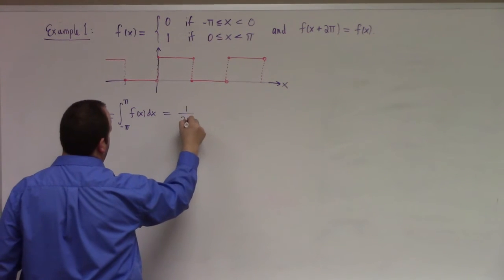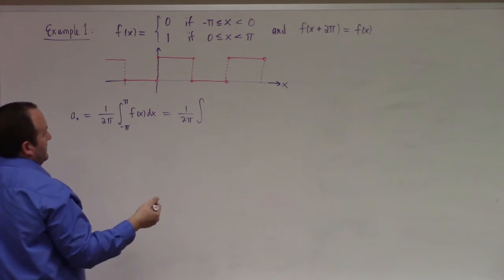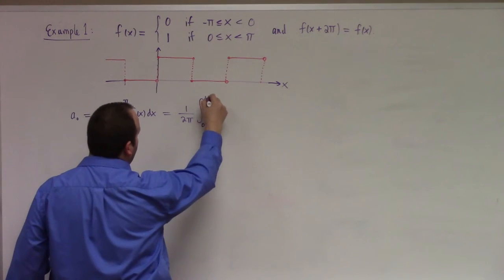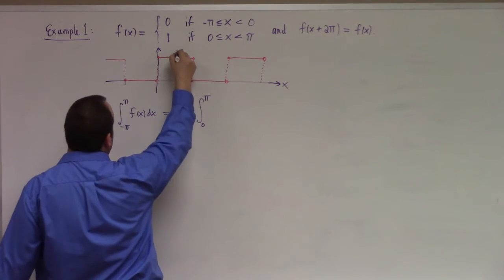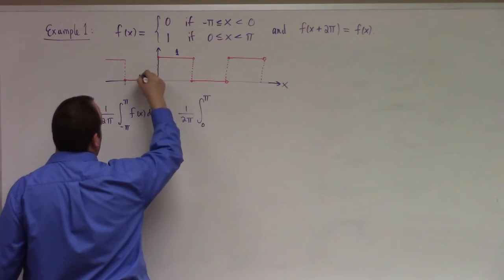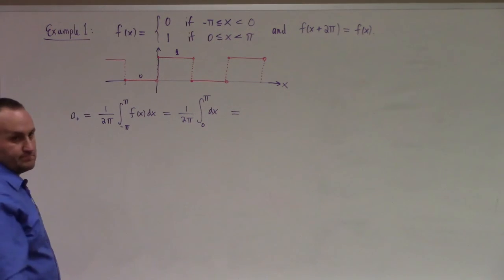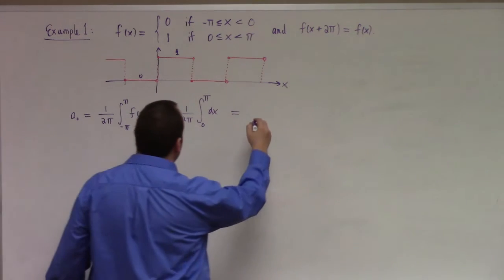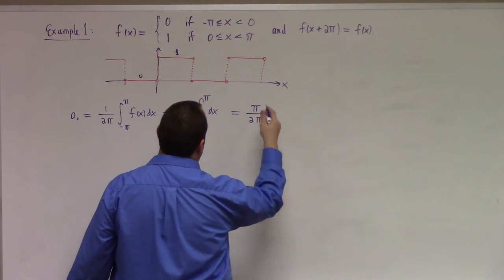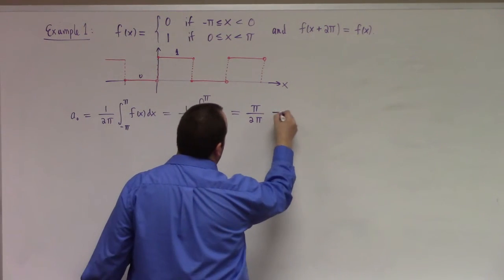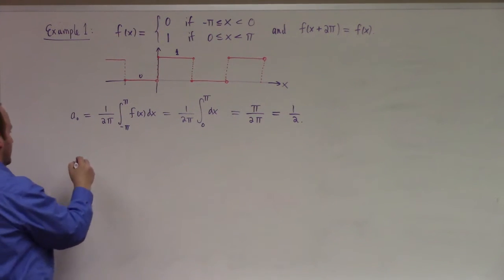Now what is that? That's actually 1 over 2 pi. It's really just the integral from 0 to pi, and f of x is just 1 there. So what do we get? Just pi. The integration's pi, but then it's pi over 2 pi. So it's a half.